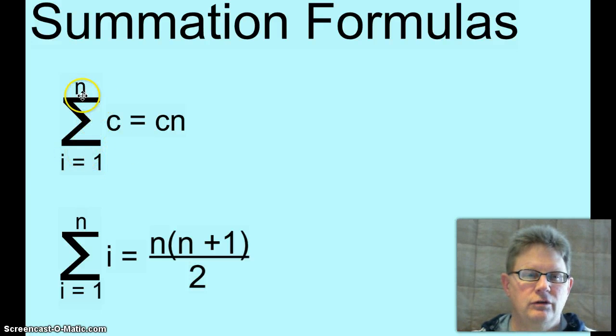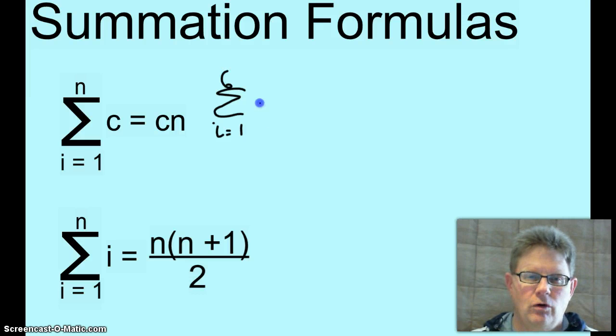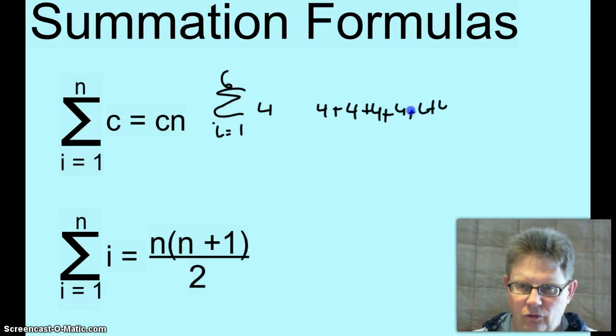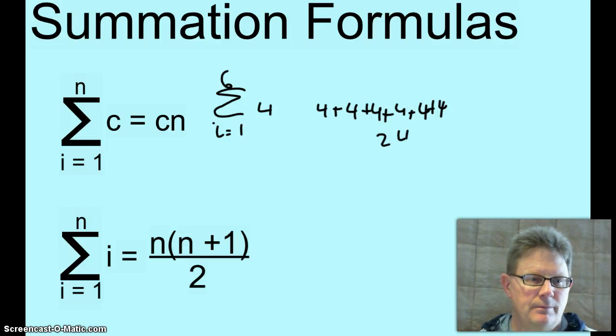If you are going to find the summation of a constant, and the index starts at 1 and goes to n, it's just that constant times n. Here, let me show you an example. The summation of i equals 1 to 6 of 4. What is that saying? It's just saying add 4 plus 4 plus 4 plus 4 plus 4 plus 4, 6 times. So it's 24.